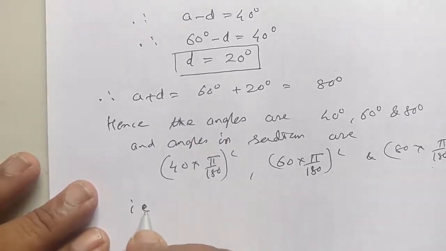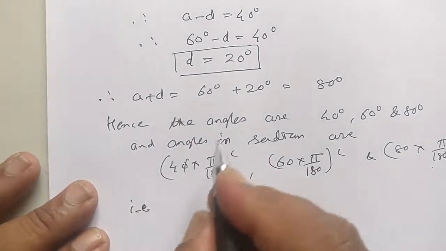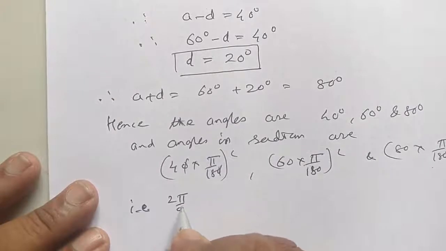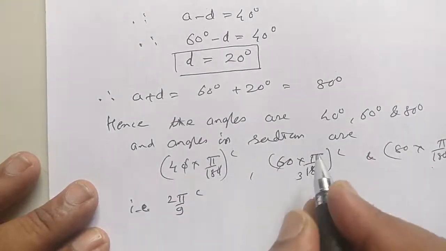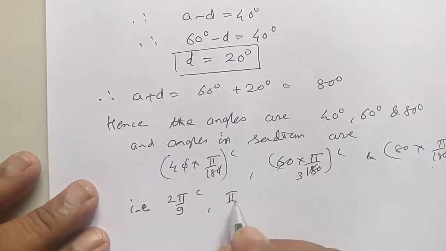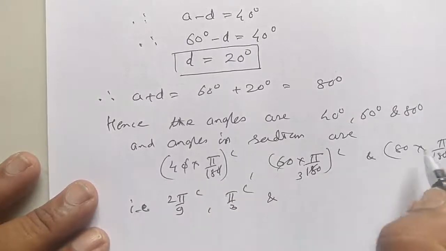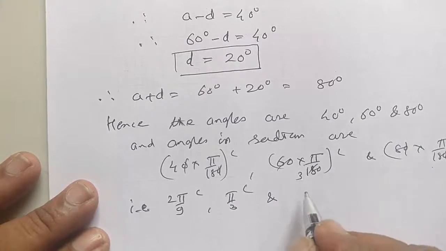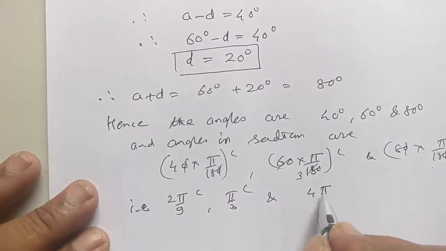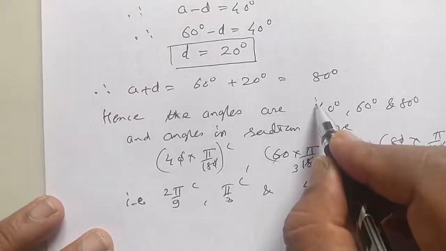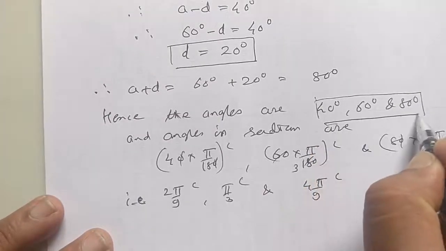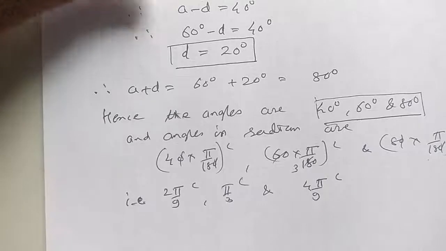That is 2 pi by 9 radian, pi by 3 radian, and 4 pi by 9 radian. These are the angles in radians. These are angles in degree measure of a given triangle.